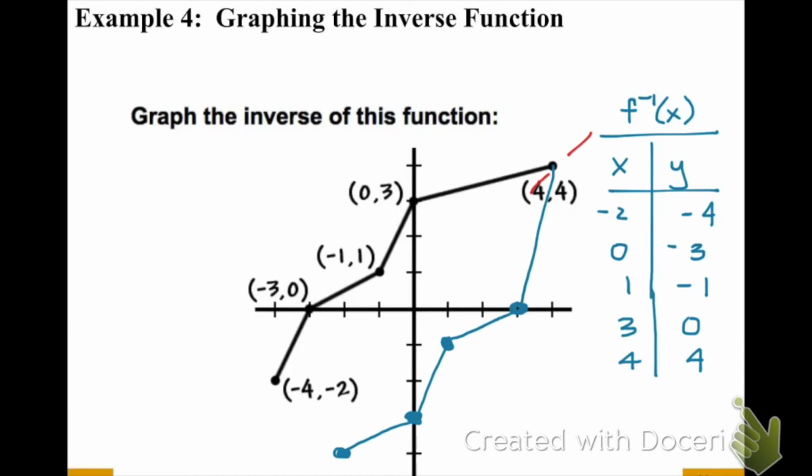If we go ahead and plot those points and connect them, we'll see that we get the reflection over the line y equals x. This right here is a way for us to always confirm that we found the correct inverse of the function, by graphing both the original and the inverse to see if it has symmetry. Please pause here and go back to any examples if needed.